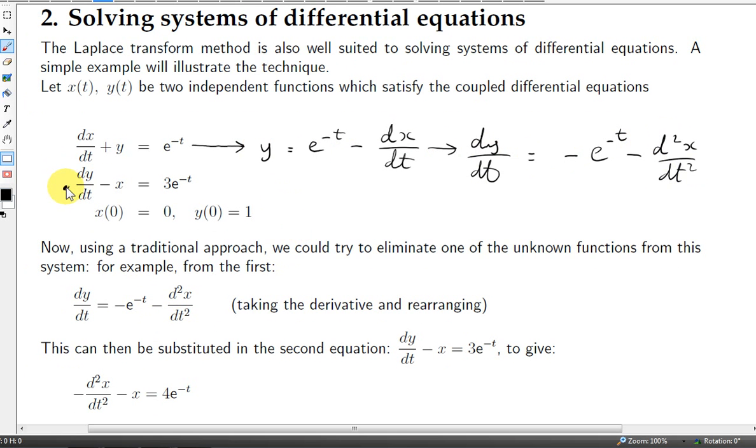So now we can substitute into the second equation, replace dy/dt with this here. So this is what we get, and if we bring over minus e to the minus t, we get 1e to the minus t added on to 3e to the minus t gives 4e to the minus t, and we end up getting this equation here, a second order differential equation. So there's only one dependent variable, x. We can solve for x. Once we know x, we could go back up to this first equation here, get dx/dt, and then we can solve for y.